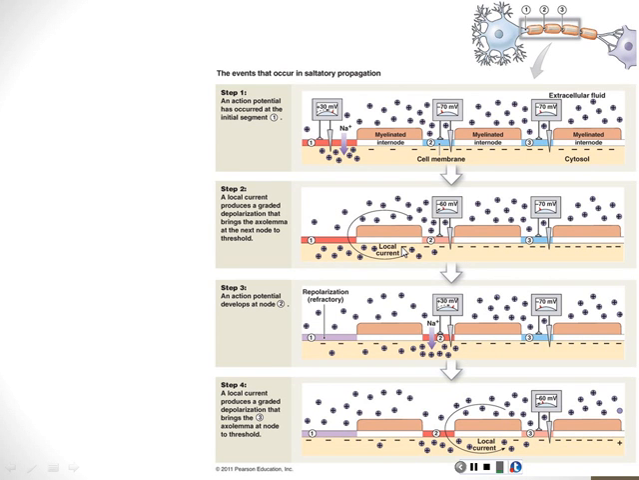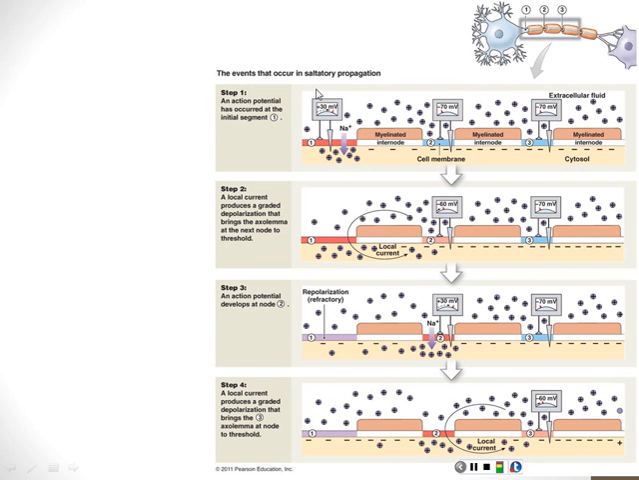So the sodium cruises along here and then depolarizes the membrane at the next node or at the next gap in the myelin sheath. So same process, segment one depolarizes segment two, three, four, and so on. But instead of having to depolarize all that membrane in between, it can just skip to the next node.